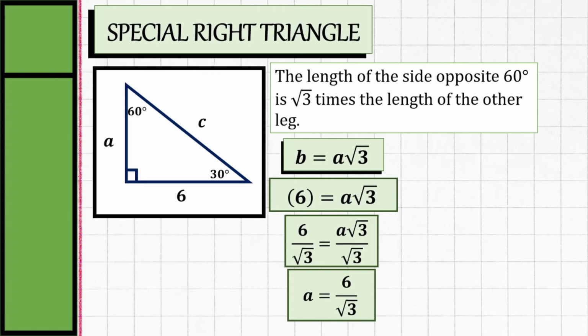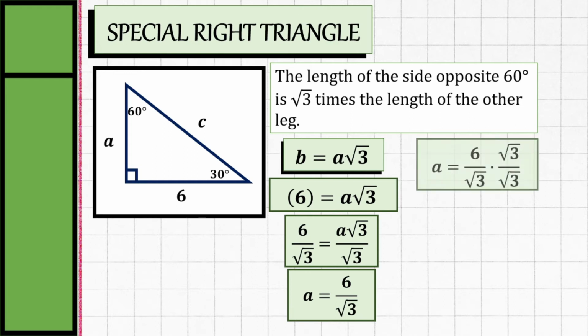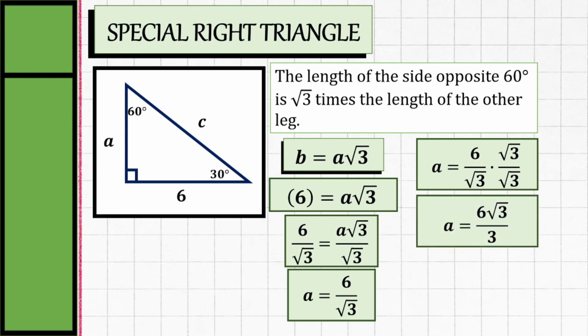So please do not forget to rationalize your denominator. To eliminate the radical sign in our denominator, we must multiply both numerator and denominator by square root of 3. So multiplying both numerator and denominator by square root of 3, we will have 6 square root of 3 over 3. Take note that square root of 3 times square root of 3 will be 3.